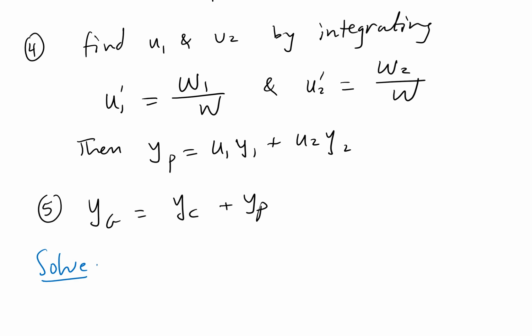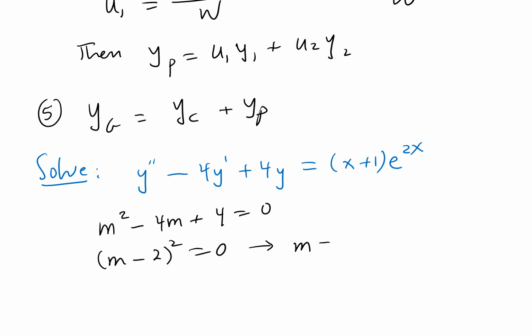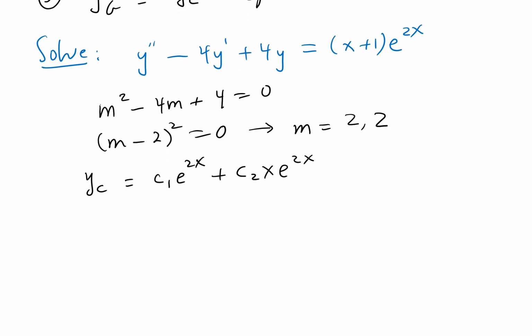Let's look at an example from the textbook. Solve y double prime minus 4y prime plus 4y equals (x plus 1) e to the 2x. First, we try to find yc, the complementary solution. So how do you find the complementary solution? We get the characteristic equation m squared minus 4m plus 4 equals 0. Factor this out, (m minus 2)(m minus 2), so squared. So m is going to be 2 or 2. So yc would be c1 e to the 2x plus c2 x e to the 2x because of the repetition. That's yc.